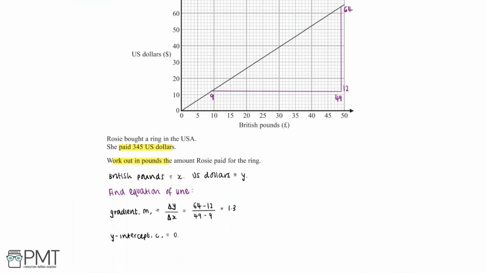Now we know that the equation of a straight line is in the format y equals mx plus c. We said that the gradient m is equal to 1.3 and the y-intercept c is equal to 0. And so y equals 1.3x plus 0. We can ignore the plus 0 and say that y is equal to 1.3x.